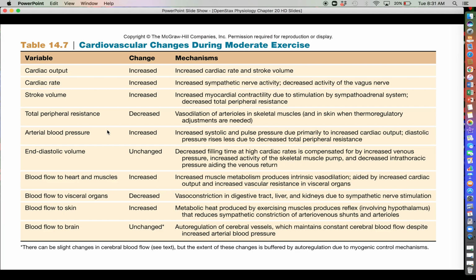Blood pressure increases, and we will talk about blood pressure pretty soon. The end diastolic volume does not end up changing too much because the cardiac output increases and the venous return increases as well, so it's kind of a zero-sum game in that regard. Blood flow to the heart and muscles increases. Blood flow to non-essential visceral organs like the GI tract and the kidneys decreases as a consequence, of course. Blood flow to the skin increases as a means of expelling excess heat from the body through sweating mechanisms. And blood flow to the brain should be mostly unchanged. As always, like we said before, the brain receives its blood supply pretty constantly through myogenic and intrinsic mechanisms.